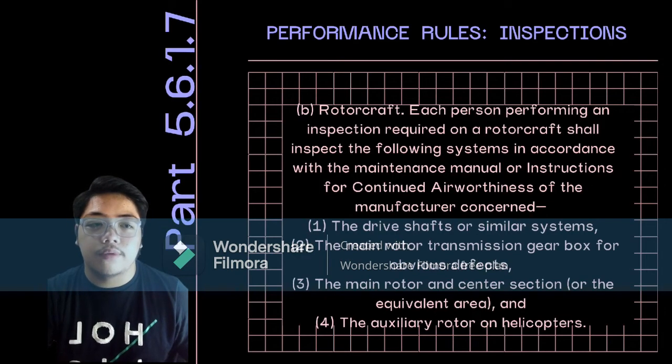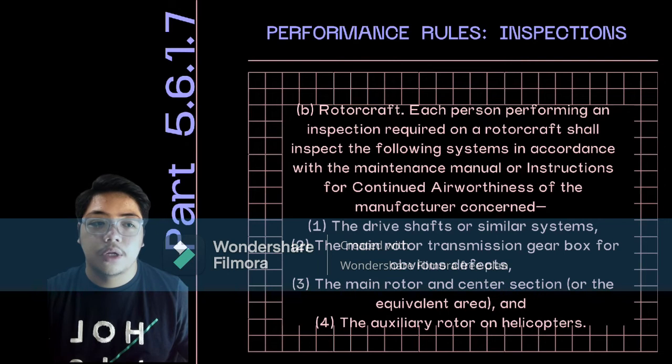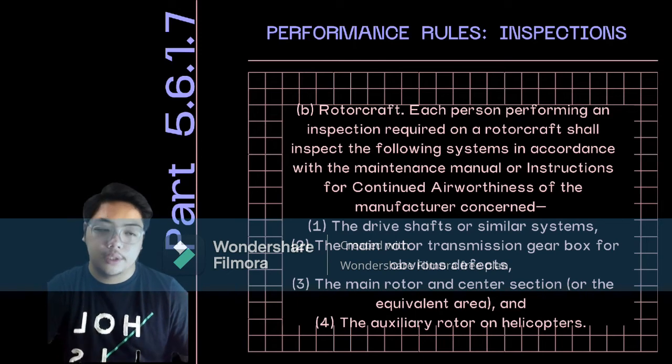Letter B. Rotorcraft. Each person performing an inspection required on a rotorcraft shall inspect the following systems in accordance with the maintenance manual or instructions for continued airworthiness of the manufacturers concerned: the drive shafts or similar systems, the main rotor transmission gearbox for obvious defects, the main rotor and center section, and the auxiliary rotor on helicopters.